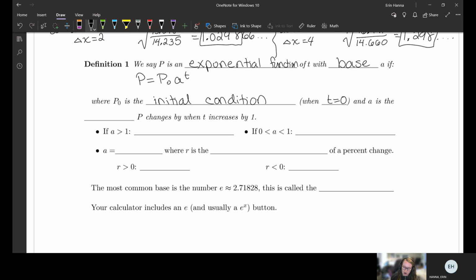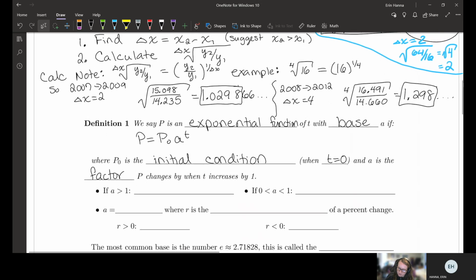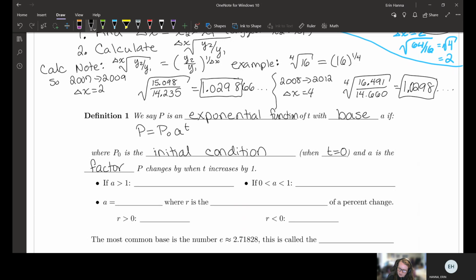And a, while it's called the base, what a actually is, is the factor P changes by when t increases by 1. So in my little side note example above, a would have been 2. In our year example, a was this 1.0298. I've also realized a small typo above. There should have been a 0 here, because it does turn out to be the correct decimal. I just wrote it wrong to begin with. But I'm going back to that really quick in case you picked up on that.